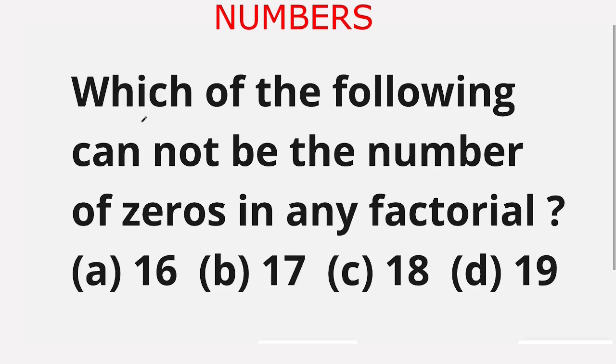Our question is, which of the following cannot be the number of zeros in any factorial? The given options are option A 16, option B 17, option C 18, option D 19.